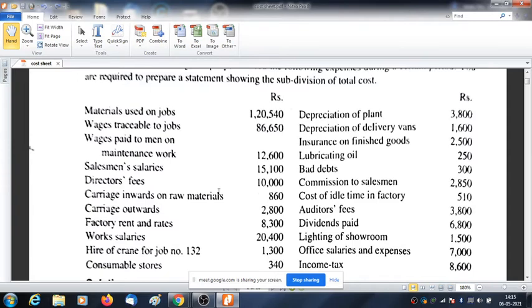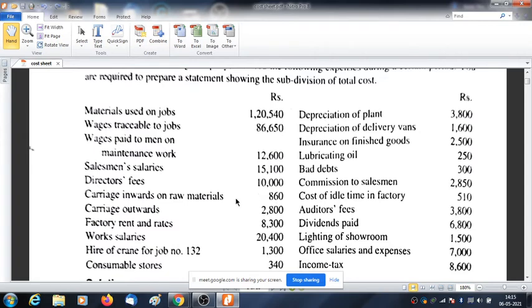Think. What is in your mind, you are not saying it. Director's fees. Directors means the head of the office, and it will come under office and administrative overhead. Yes. Next comes carriage inward on raw material.